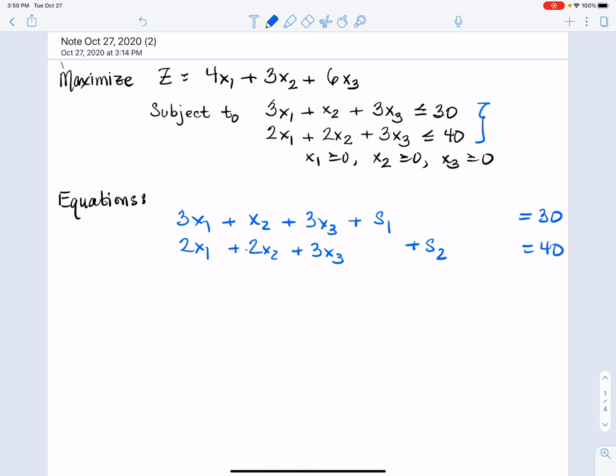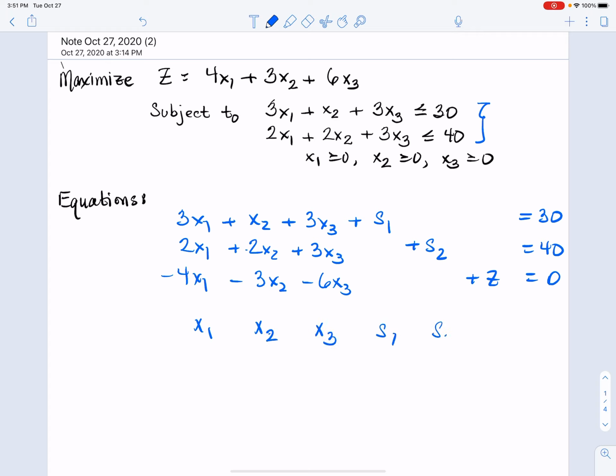I don't write slack variables for the non-negativity constraints. That's automatic with the simplex method. But remember that we write the z equation in a special way: negative 4x1 minus 3x2 minus 6x3 plus z equals 0, because there's no number. We write it that way because it's easy to spot what we need to do next, meaning which variables we need to introduce to make z bigger. So the initial simplex tableau will look something like this.